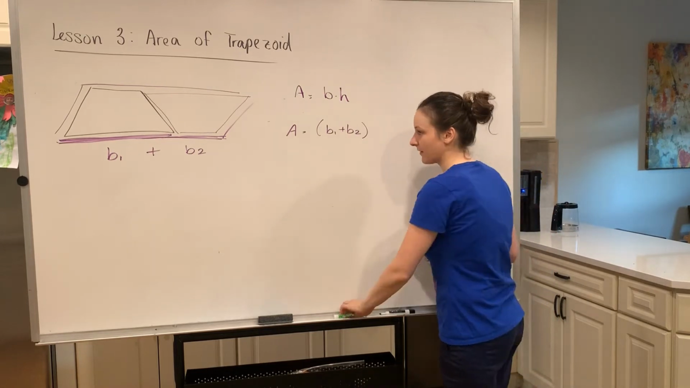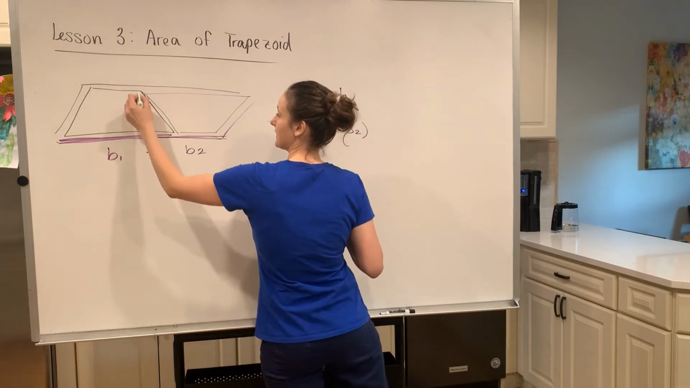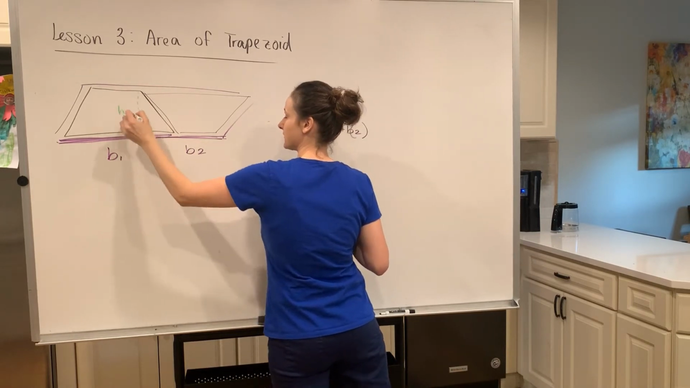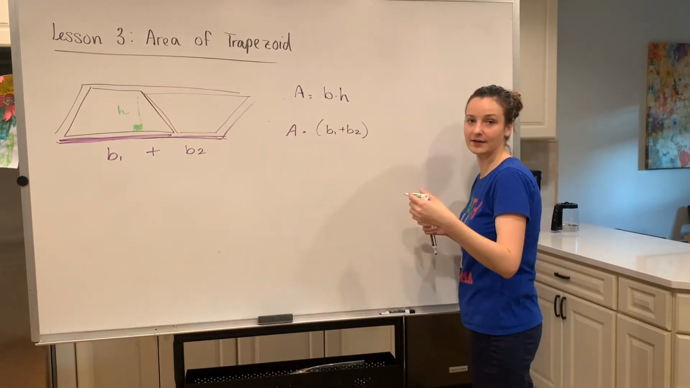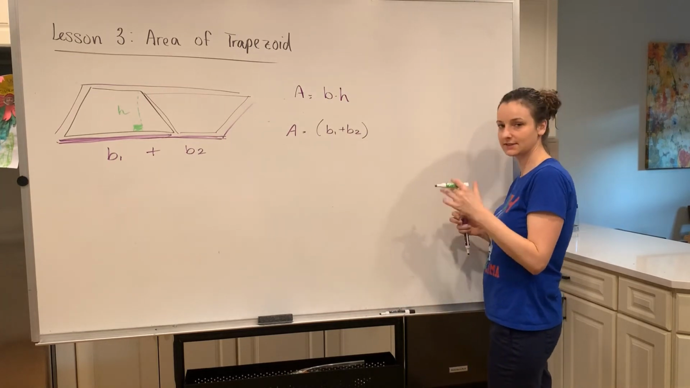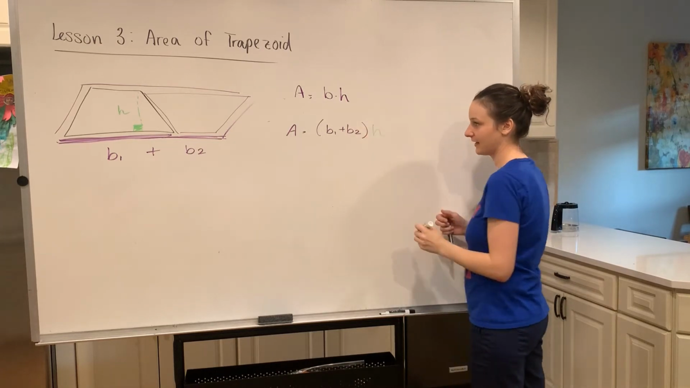Remember, when we're talking about height, that we're talking about the line that is perpendicular to the bases. Perpendicular to the bases here. That is going to be the height of your parallelogram, the height of your trapezoid. You're always going to want to look for that right angle, and that's going to tell you what is your height and what is your base. So multiplied by the height.